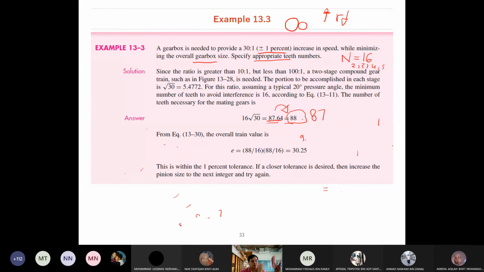Okey. Alright. So, sekarang ni okey. Awak boleh check untuk yang E kedua pula sama je. Kan? Betul tak? Sebab apa?